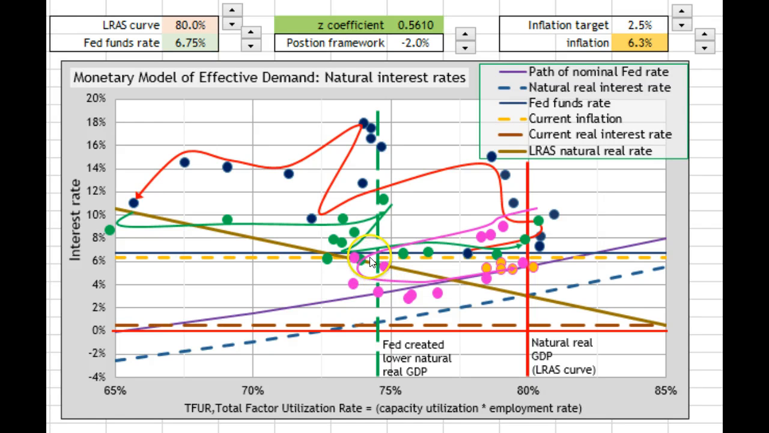But by raising the natural real interest rate, by manufacturing a natural interest rate that was higher, they were able to control production, control utilization, and bring it from this higher level down to this lower level. And by doing that, they were able to control inflation. It's just amazing. Now, I'm going to start out with these dark blue dots, and this will be the trajectory. You follow this red line with these dark blue dots. It's going to go like this. This is the Fed rate going through in relation to capacity utilization times the employment rate.